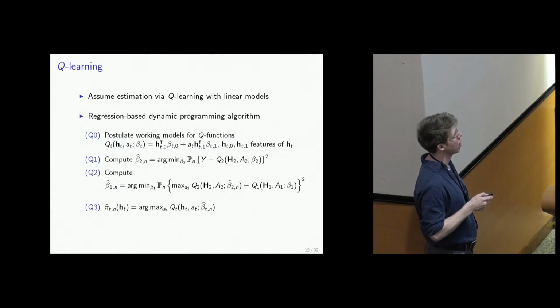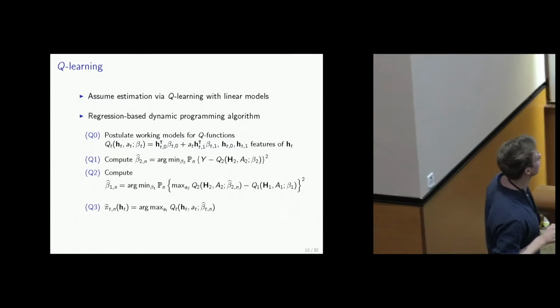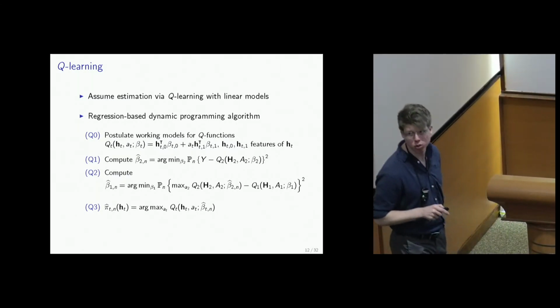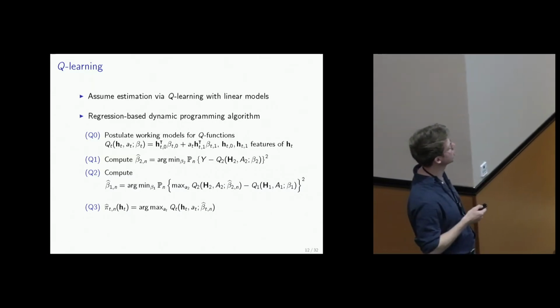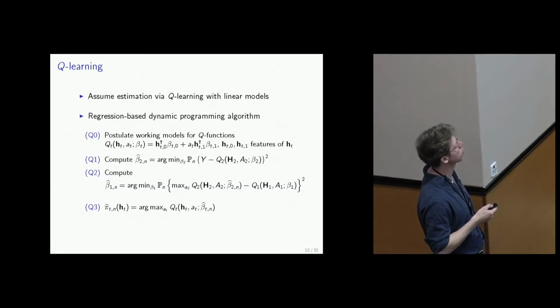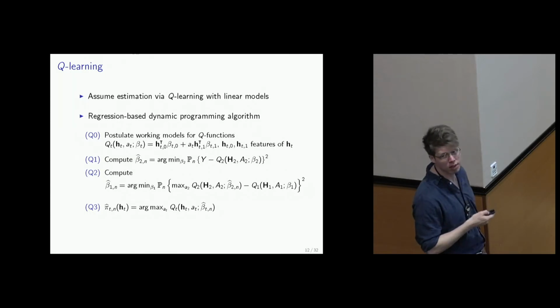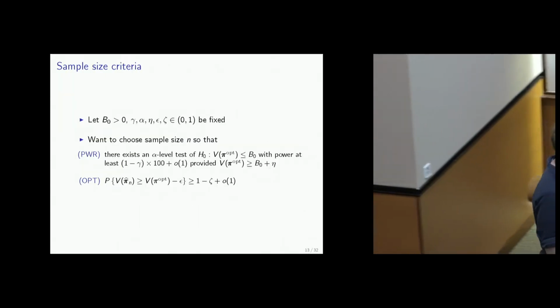We're going to first regress the observed outcomes on the observed histories and treatments to get an estimator of Q2. Then we plug in the optimal action, the optimizer of the estimated Q2, to create a so-called pseudo outcome, which will be the target of the next regression, and regress that on the observed stage 1 histories and treatments to get an estimator of Q1. And then our estimated optimal policy is just the argmaxes of these estimated Q functions. And we emphasize the dependence of this estimator on n, because of course we want to pick the sample size n that ensures certain characteristics of this estimator, which are as follows.